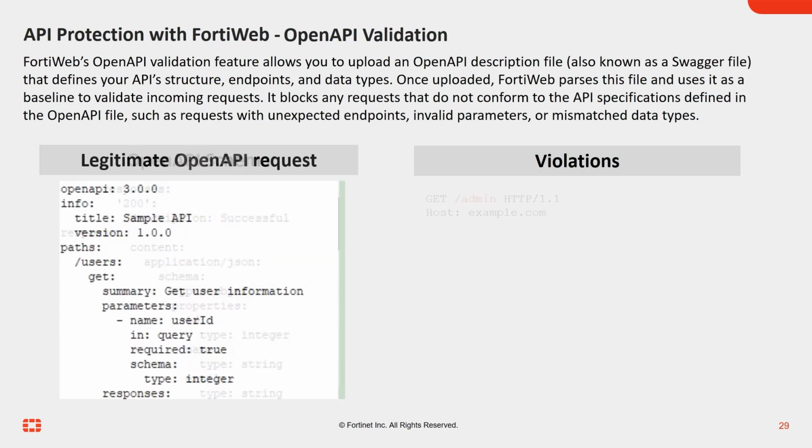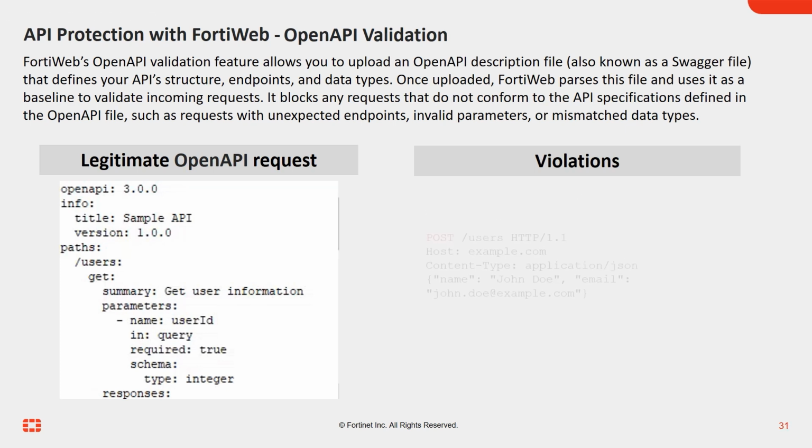In our second case, an attacker sends a request to the /users endpoint with an invalid parameter type for user ID, such as entering a string instead of an integer. In this case, an attacker sends a request to the /users/{userID} endpoint with a path parameter that does not match the expected data type, say, a string instead of an integer. FortiWeb validates the path parameter against the OpenAPI specification. Since user ID is defined as an integer, FortiWeb blocks the request with a string value.